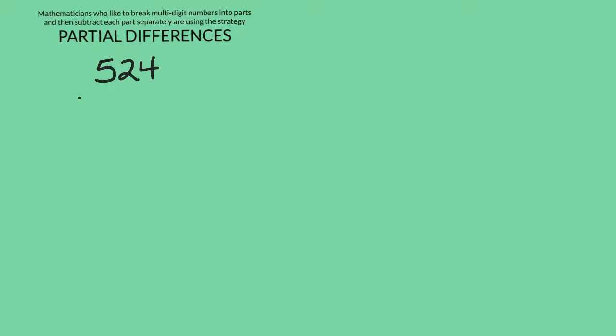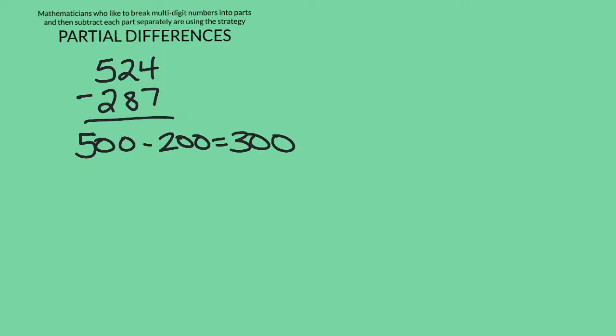524 minus 287. Now, the partial differences strategy says that if we are going to subtract each part from each other, then we'll do the hundreds, the tens, and the ones. So let's start with the hundreds. 500 minus 200 is 300. The next equation is 20 minus 80.